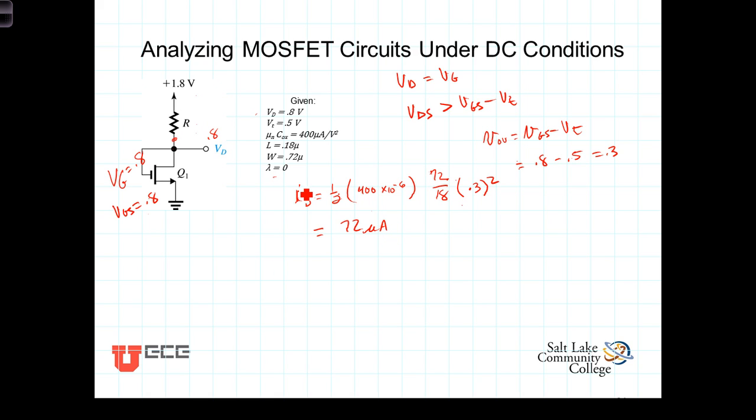Therefore, we can calculate the resistance value. That's going to equal the voltage, 1.8, the voltage here, minus the voltage of the drain, which is 0.8, divided by the current of 72 microamps. And it turns out that R will equal 13.9 kiloohms. That's a K. 13.9 kiloohms.